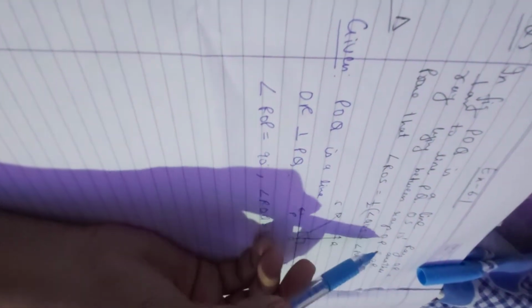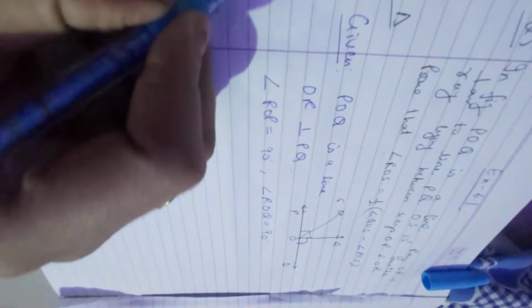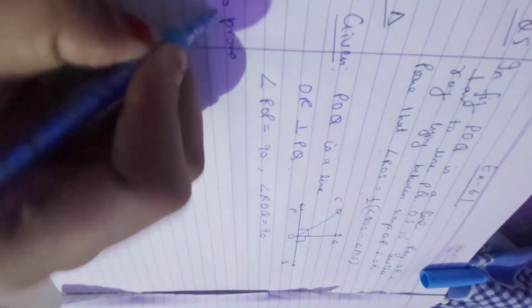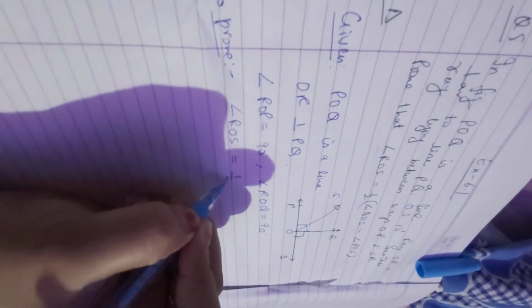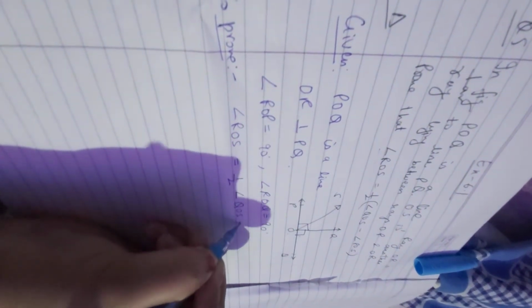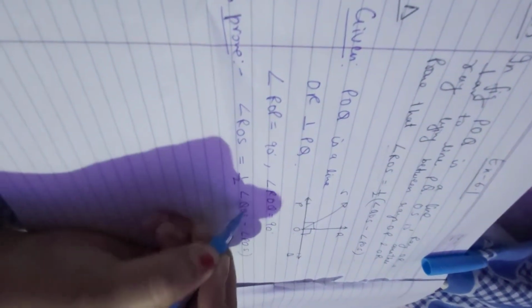Now what we have to find, we have to prove this. To prove, we will write: angle ROS is equal to half of angle QOS minus angle POS.